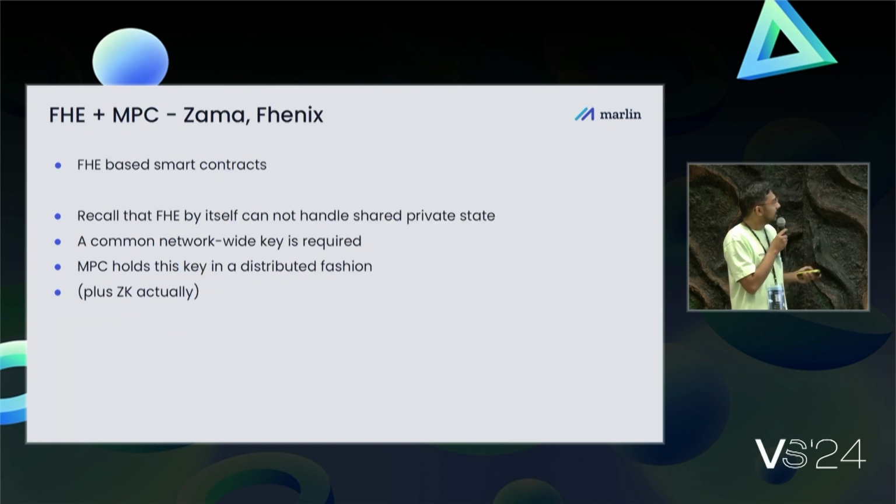One more. Let's try FHE and MPC. The key example here is Zama, and Phoenix was using Zama. Their claim to fame is basically providing FHE-based smart contracts. So if you recall, FHE by itself cannot have shared private state because of the problem of having to have a shared key for doing the compute, right? The main innovation here is basically to take the shared key, put it across the network using MPC, and boom, you basically have Zama over there, right? They also use ZK, but I mean, it's not really relevant for this.